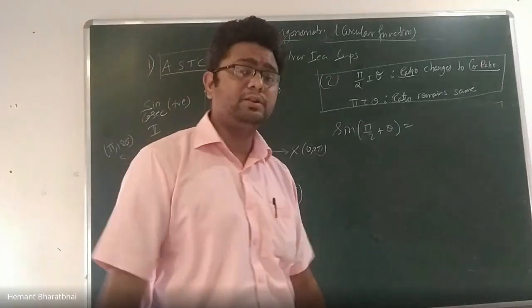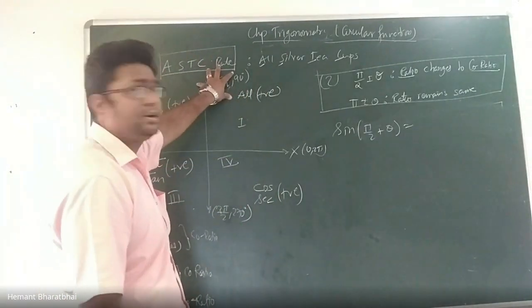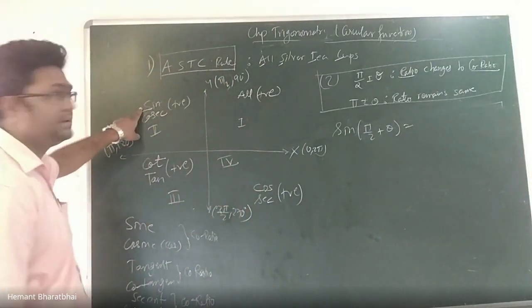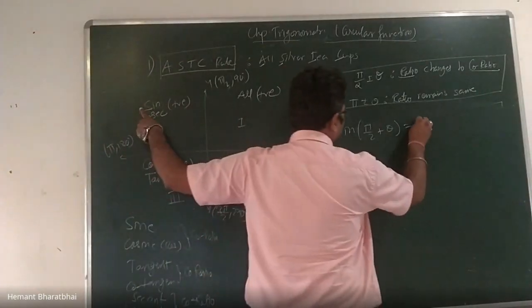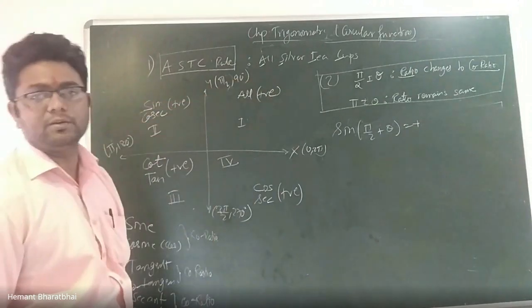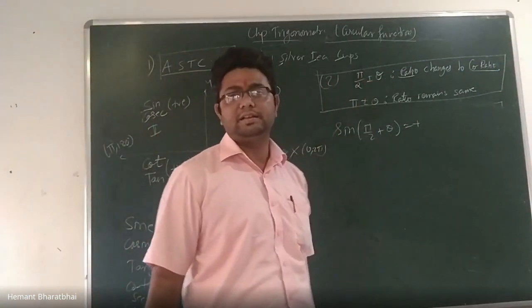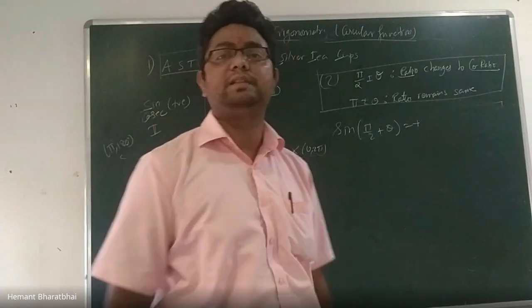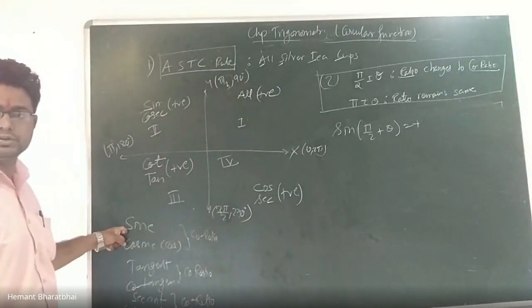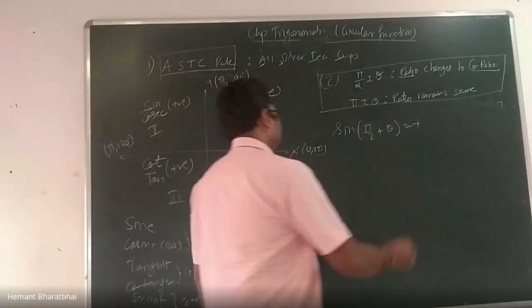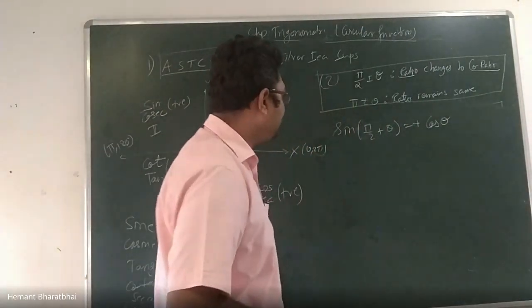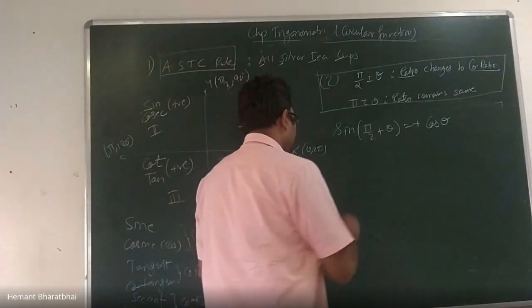So when I do pi by 2 plus theta, I will reach the second quadrant. In the second quadrant, sine is positive. So the very first thing I will do is give a positive sign. And then I'll apply the second rule. What does the second rule say? It says whenever it is pi by 2 plus minus theta, ratio changes to co-ratio. So if sine is the ratio, what will be the co-ratio? Cos. So it will give me the answer cos theta. So sine of pi by 2 plus theta will give me cos theta.